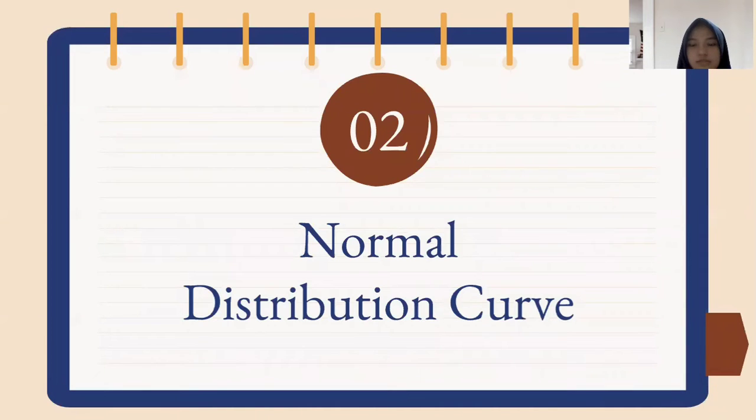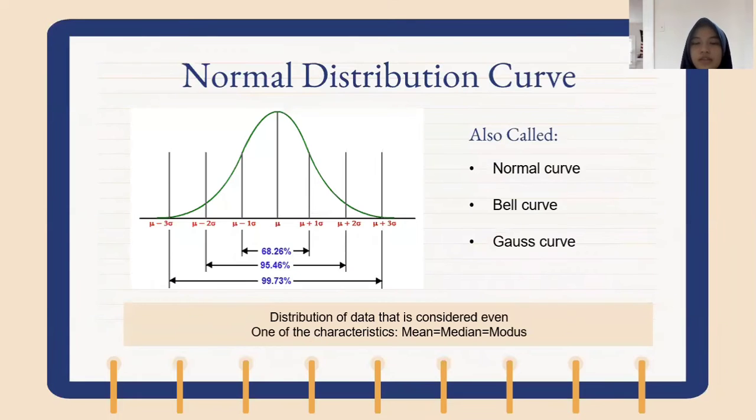Second is normal distribution curve. This is the curve of normal distribution, also called normal curve, bell curve, and Gauss curve. The distribution of data is considered even. One of the characteristics is that the mean is the same as the median and the same as the mode.